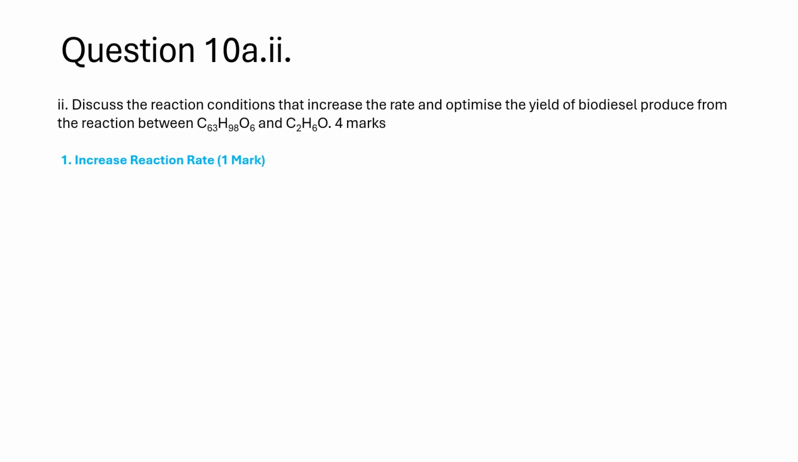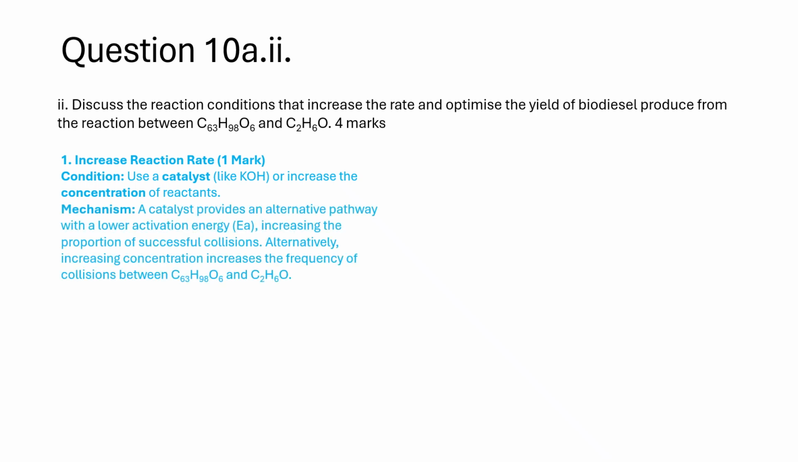1. Increase reaction rate. 1 mark. Condition: use a catalyst, or increase the concentration of reactants. Mechanism: a catalyst provides an alternative pathway with a lower activation energy, increasing the proportion of successful collisions. Alternatively, increasing concentration increases the frequency of collisions between reactants.